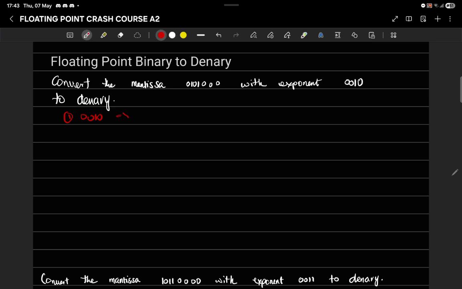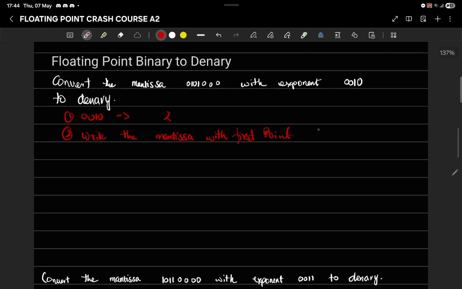Okay, so this in binary is 2. Now we write the mantissa with the first point. Okay, that's the second step. If we do that we would have 0.1011000. I just introduced a point at the most significant bit.